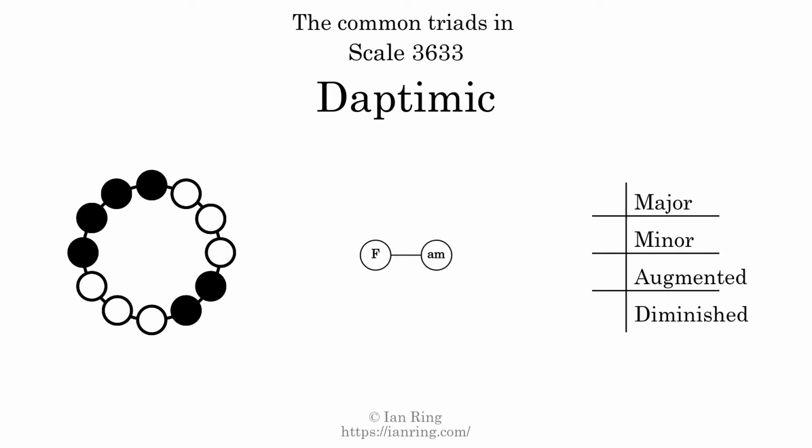1110001100001. Here are the common triads present in this scale. The diagram in the center is a graph of parsimonious voice leading between triads. There is one major triad. There is one minor triad. There are no augmented triads. There are no diminished triads. Here is a Hamiltonian path of parsimonious voice leading that uses all the triads.